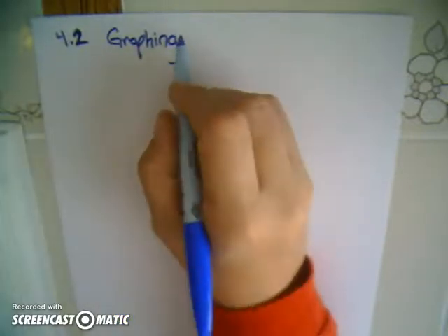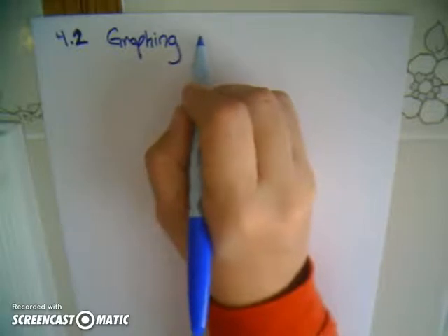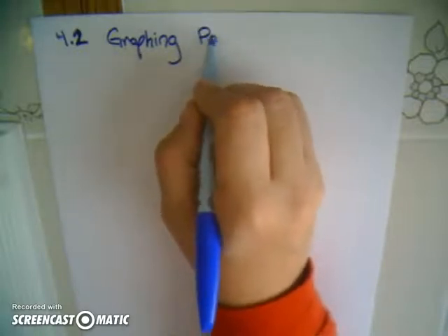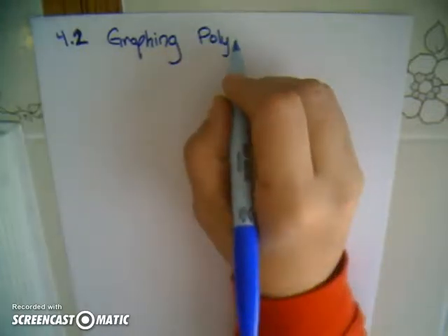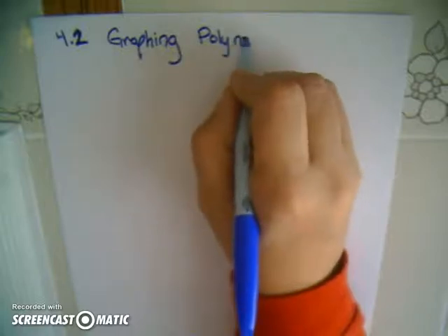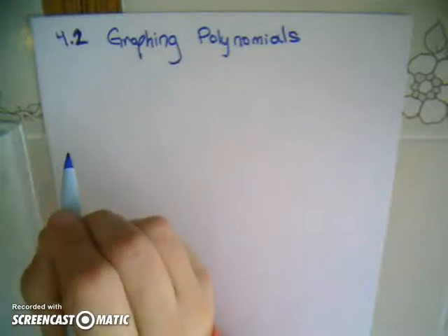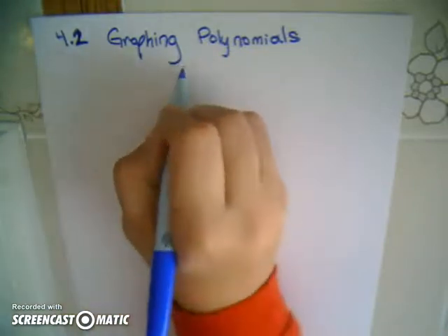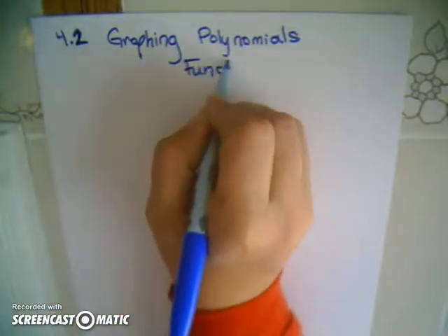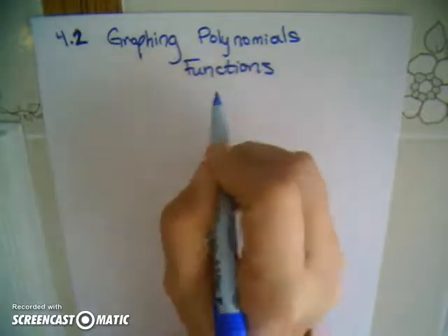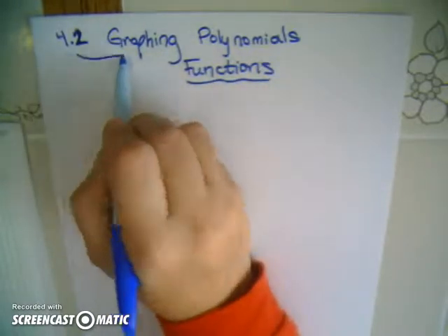And in the last section, we talked about the leading term test, and we're going to be using that. And we're going to be using one other characteristic of polynomials to help us. And we're going to be able to come up with a pretty accurate graph for these polynomial functions.